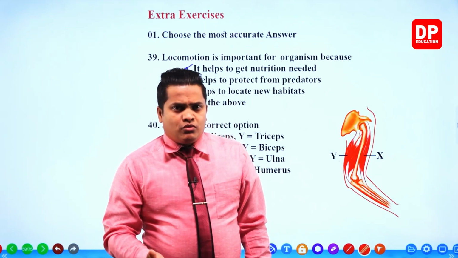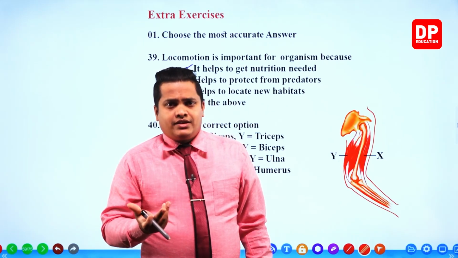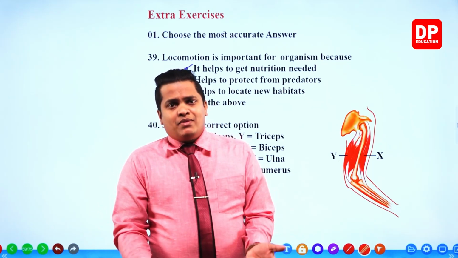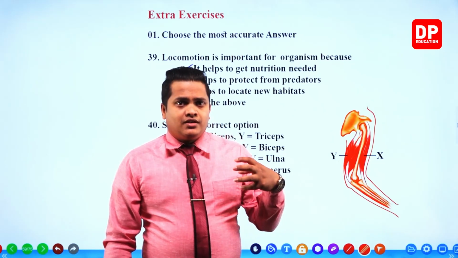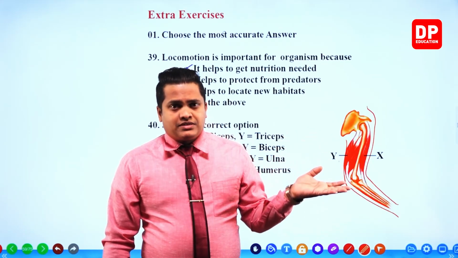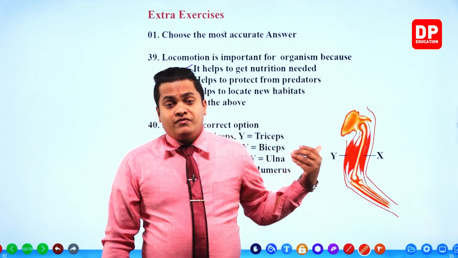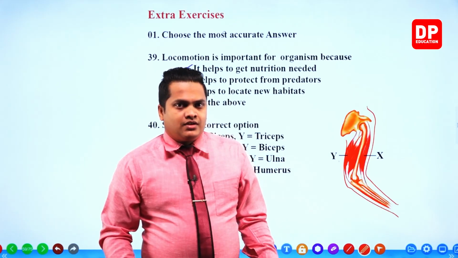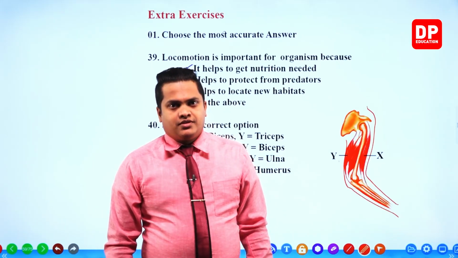If you can't locomote from one place to another, let's imagine that you don't have legs. If we don't have legs, then we won't be able to move from one place to another. Then in that case, my dear children, a different person, or else your adults, should come and feed us. However, if you have legs, you can locomote to a certain place and fulfill your nutritional requirement.